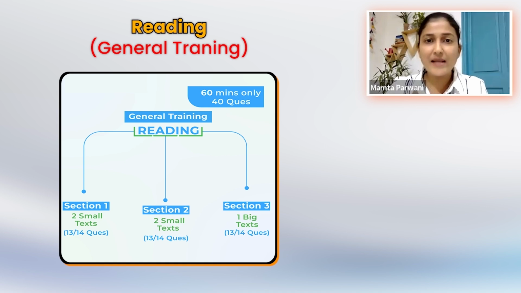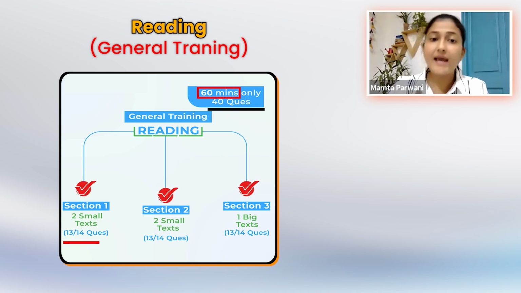Now let's look at reading general training. Let's look at the similarities. What do we have? We have only 60 minutes. A general training candidate also has to solve 40 questions, and then again there are 3 sections, and each section has 13 to 14 questions, right? Okay. Now, if this much is similar, what is the difference?